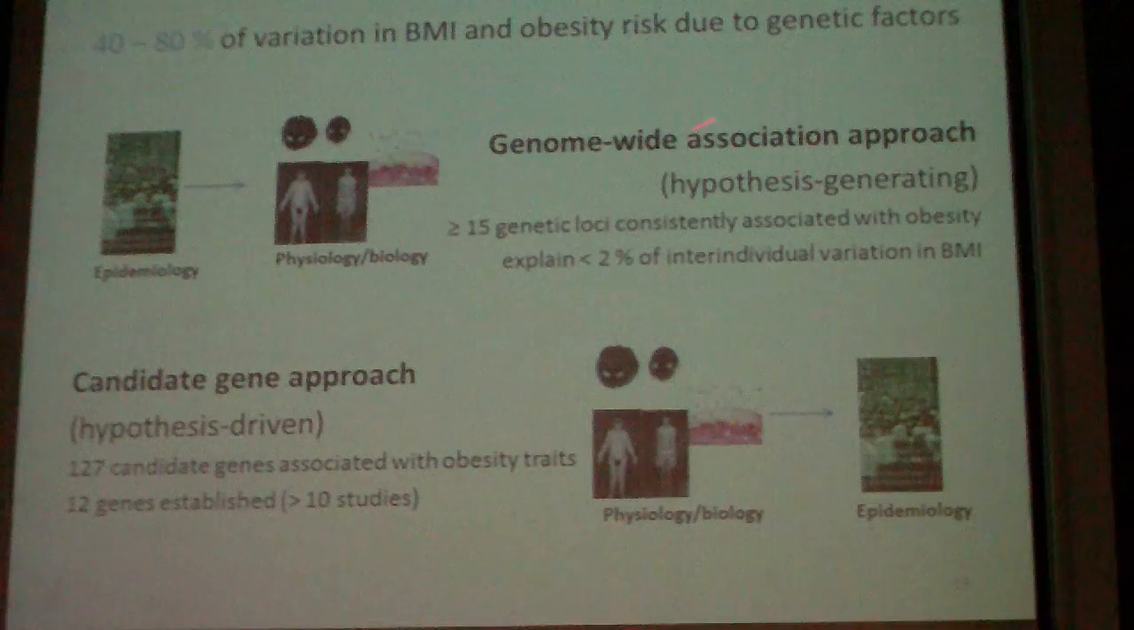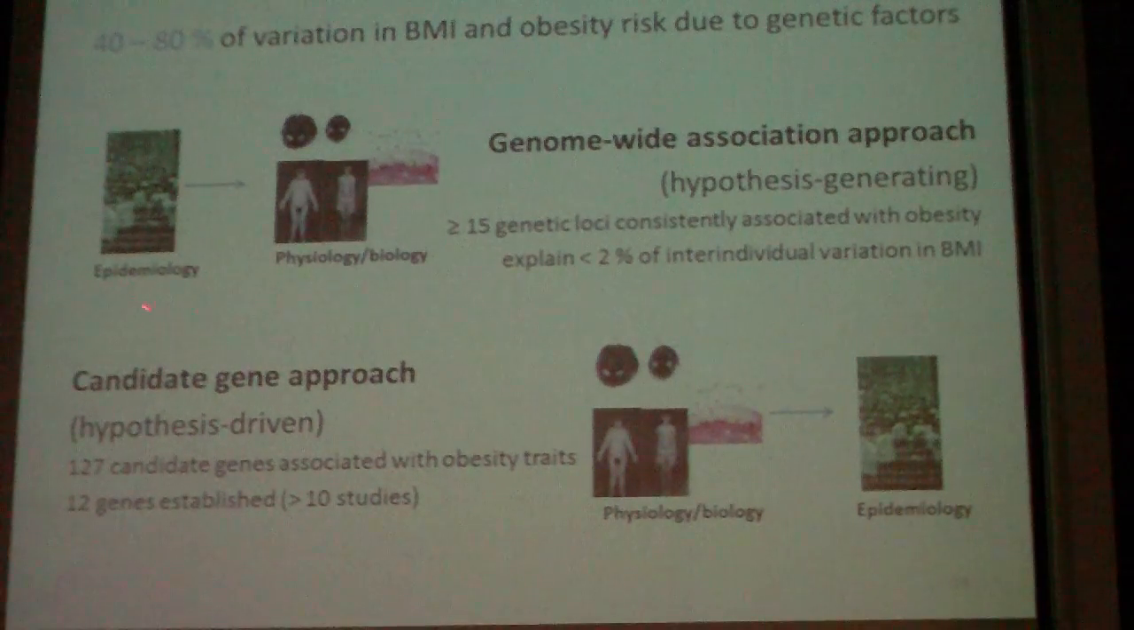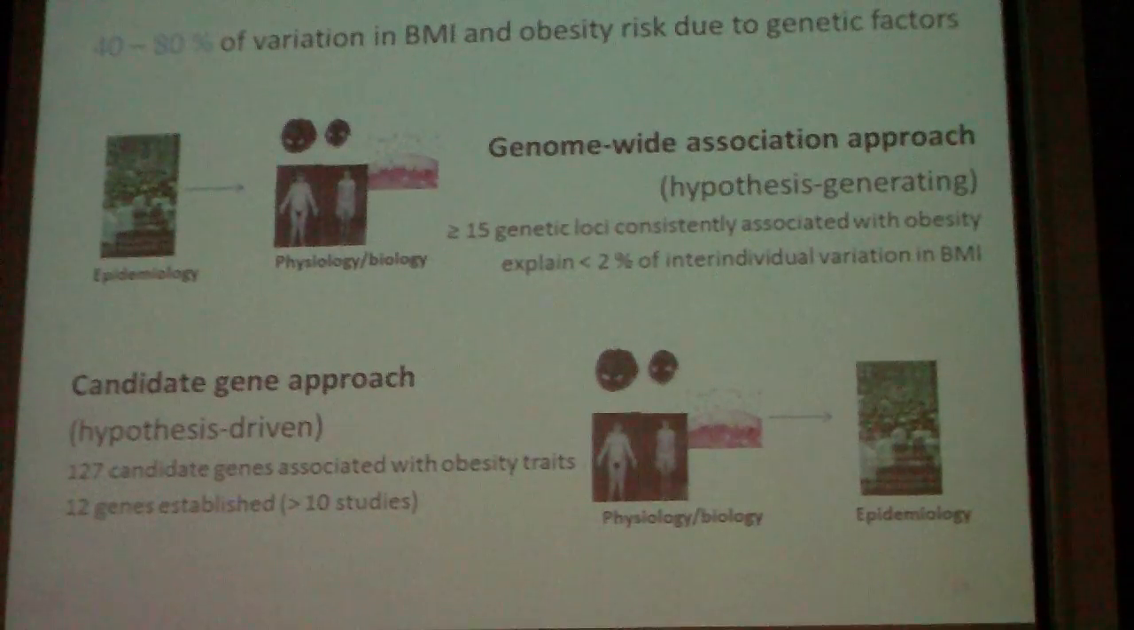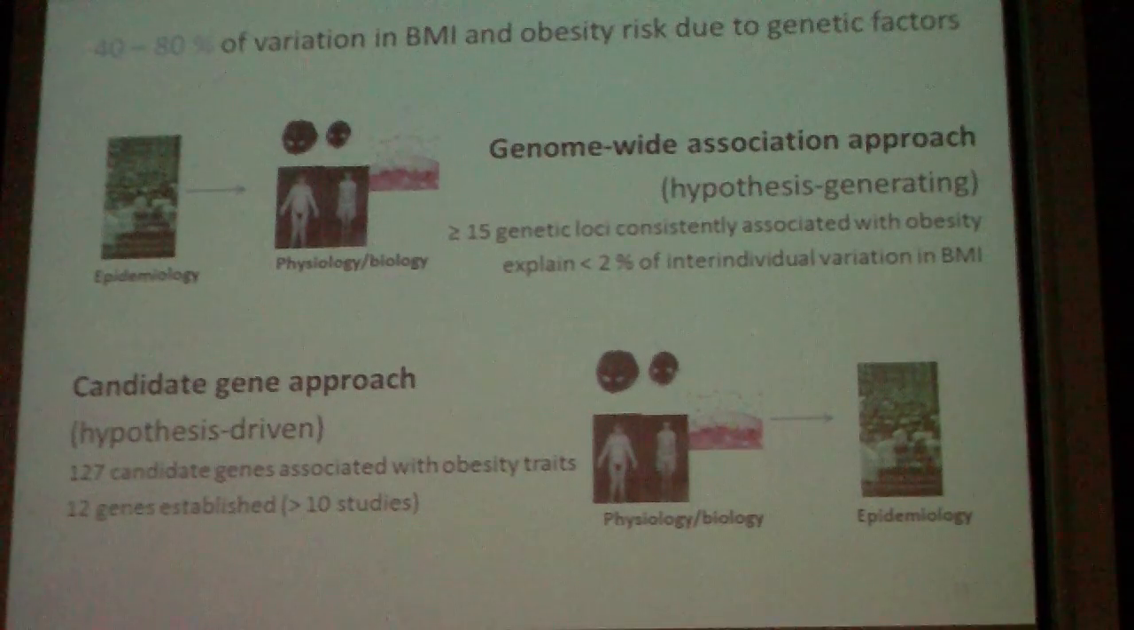So we have the genome-wide association approach. It's more like a hypothesis generating approach. So we focus on a whole population, and then we detect a couple of or a lot of genetic loci which can be important in obesity. And already they found that more than 15 genetic loci are associated with obesity, but less than 2% explains the inter-individual variation in BMI.